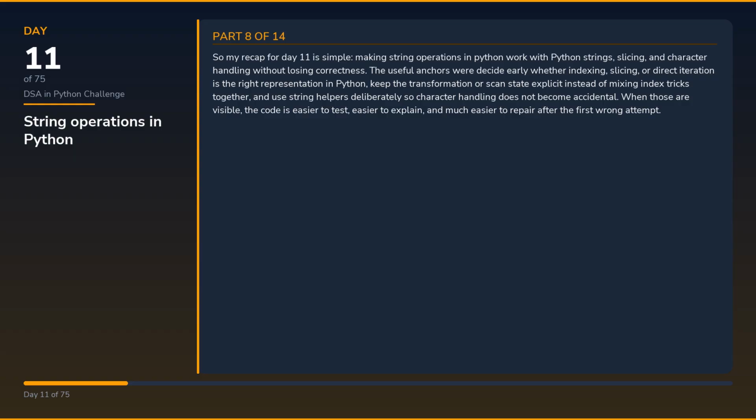The useful anchors were: decide early whether indexing, slicing, or direct iteration is the right representation in Python; keep the transformation or scan state explicit instead of mixing index tricks together; and use string helpers deliberately so character handling does not become accidental. When those are visible, the code is easier to test, easier to explain, and much easier to repair after the first wrong attempt.